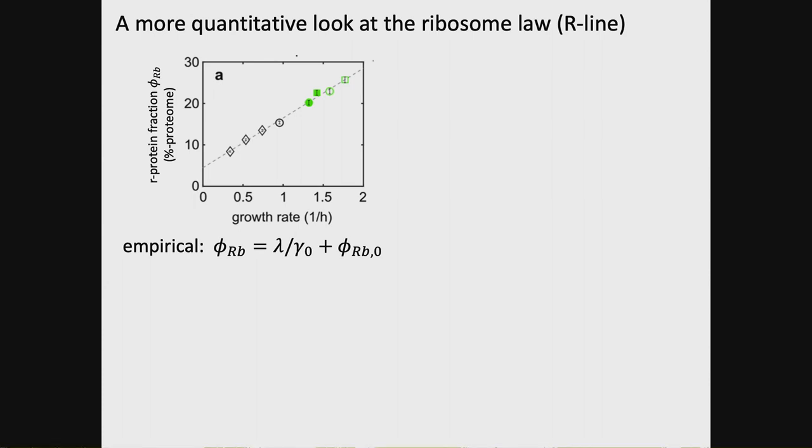Growth rate, phi RP is the y-axis. There's a slope. We call the inverse of the slope something that's more interpretable, called gamma naught. And then there's the offset, phi R-zero. Now, two parameters. Okay? How should they be related molecularly to what we know?